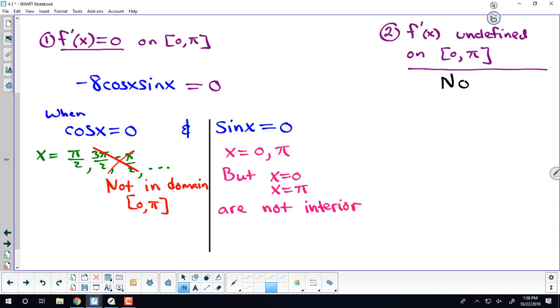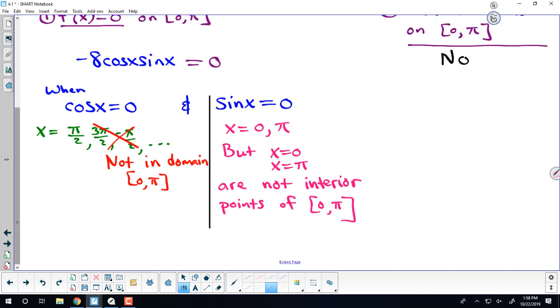Another way to think about that is we said critical points cannot be endpoints. Therefore, they are not critical points. So what are our critical points? Just pi over 2.